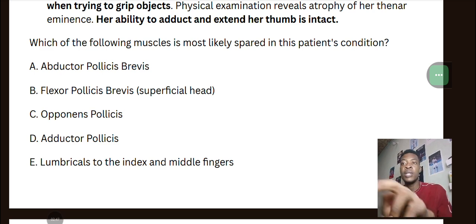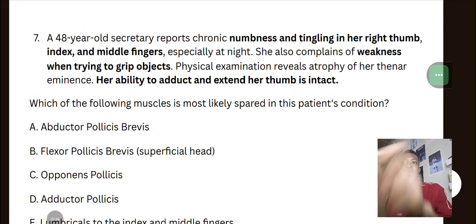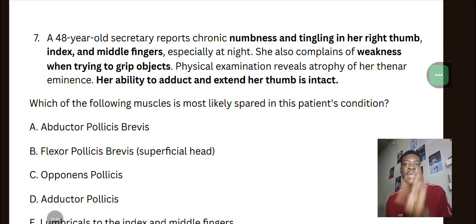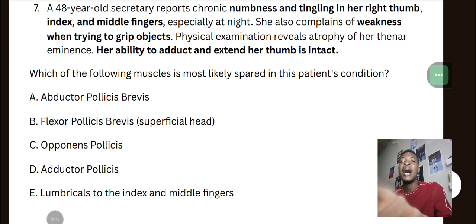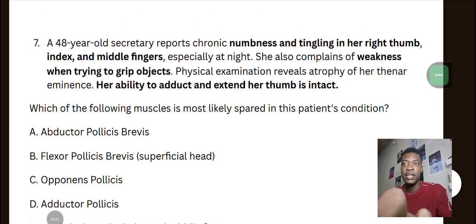Yeah. So the answer here is adductor pollicis, because her ability to adduct and extend her thumb is intact, and that is the function of the adductor pollicis, adductor, right? Yeah, adductor pollicis. So that's the answer for this question.